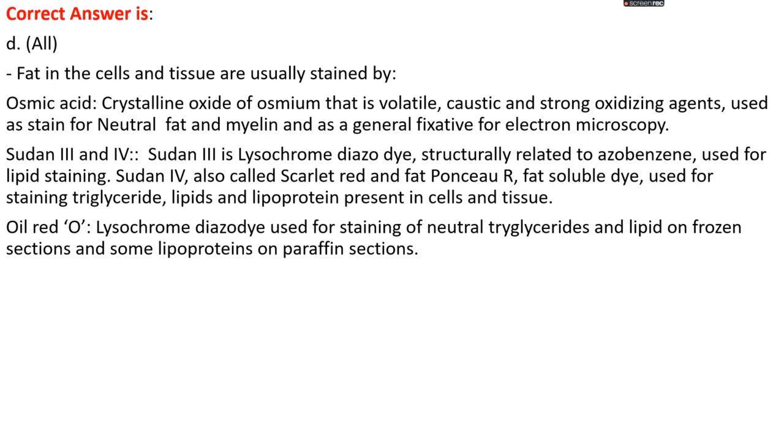Sudan III and IV. Sudan III is a lysochrome diazo dye, structurally related to azobenzene and used for lipid staining. Sudan IV is also called scarlet red, a fat-soluble dye used for staining triglycerides, lipids, and lipoproteins present in cells and tissue. While oil red O is a lysochrome diazo dye used for staining neutral triglycerides and lipids on frozen sections and some lipoproteins on paraffin sections.